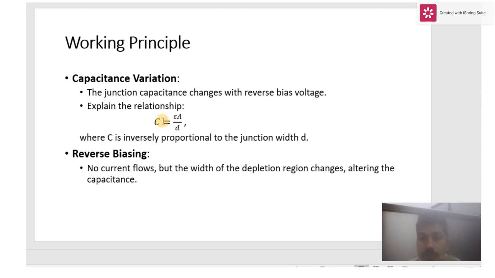The junction capacitance C is equal to epsilon A divided by D. Epsilon represents the permittivity of the material, A represents the area, and D represents the junction width, sometimes written as W. If the width increases, the capacitance decreases, so they are inversely proportional. If the reverse bias increases, the junction width increases, and when the junction width increases, the capacitance goes the opposite way. To get a higher capacitance, you have to keep the junction width minimum.